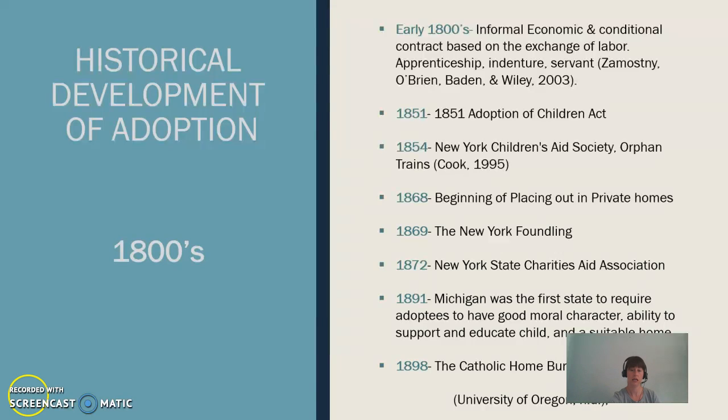And in 1891, Michigan was the first state to require adoptees to have good moral character and the ability to support and educate the child in a suitable home. So in 1891, they started to really recognize that a home needed to be checked first to make sure that the child would be safe there. Prior to that, there really wasn't any way of securing or measuring a home's safety. In 1898, the Catholic Home Bureau was organized in New York. It was the first Catholic agency to place children in homes rather than orphanages, and that kind of was the model for many other states to start doing that.